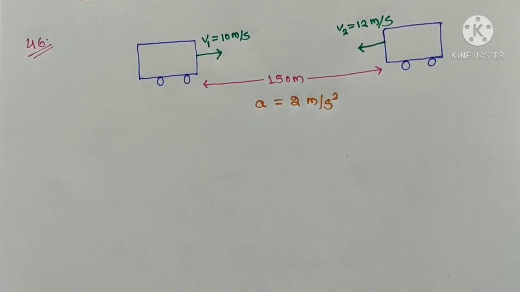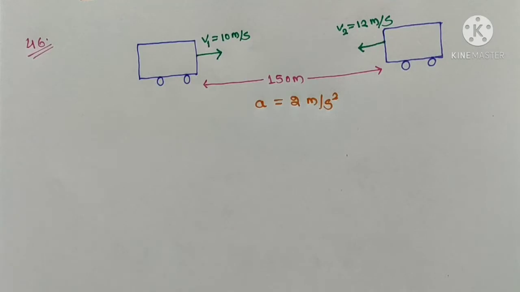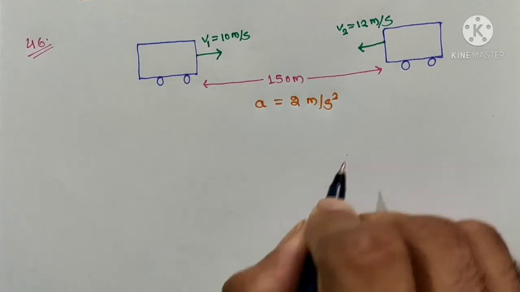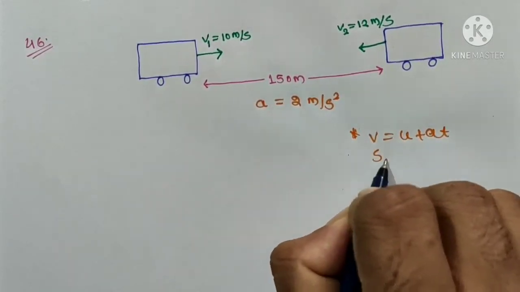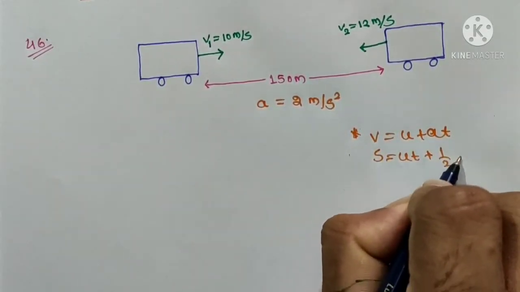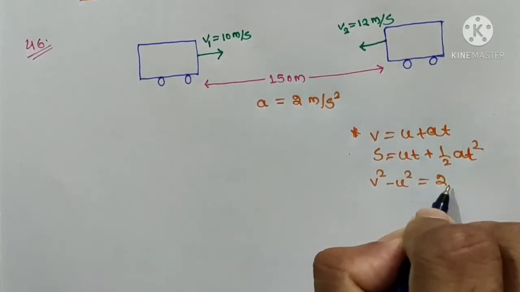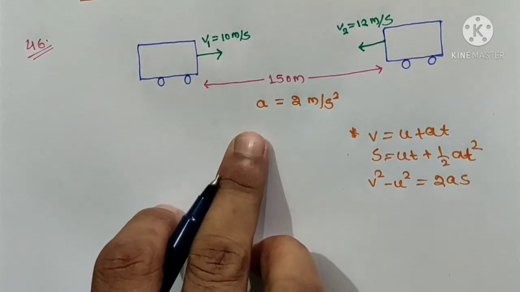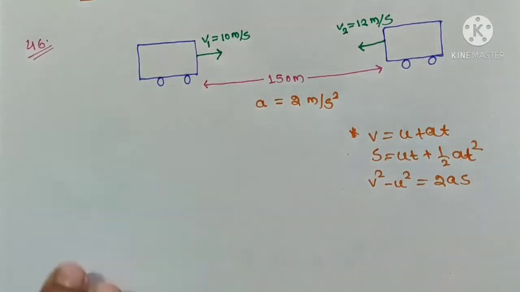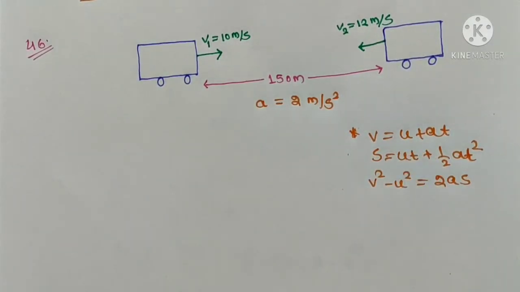देखो, as they are decelerating with constant acceleration, so we can use the equations for constant acceleration like v equal to u plus at, s equal to ut plus half at square, and v square minus u square equal to 2as. देखो, as this is deceleration, so when we use these equations for these cars, we will use minus sign here. Okay, so let us calculate for the fast car.